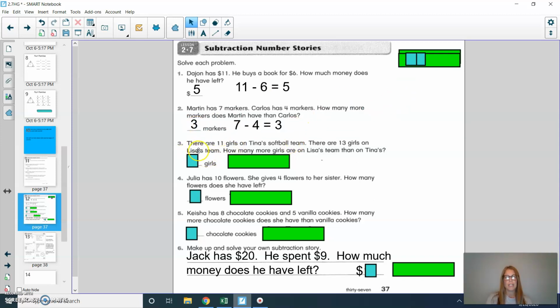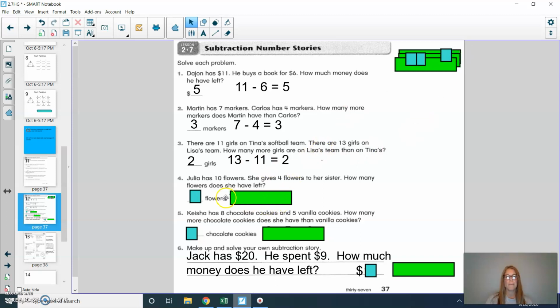For question number 3, there are 11 girls on Tina's softball team. There are 13 girls on Lisa's team. How many more girls are on Lisa's team than on Tina's? For my number model, I did 13 minus 11 equals 2. So there are 2 girls.